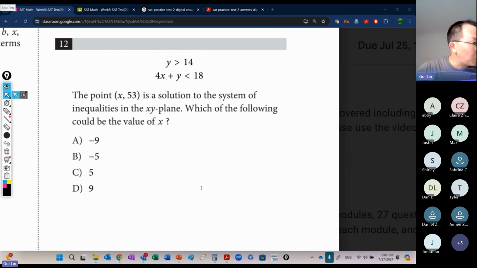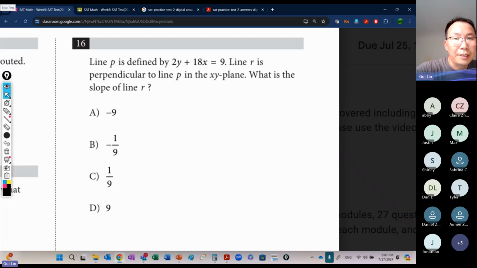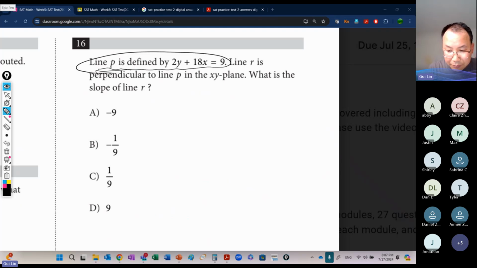The next one would be 16. It's right here. Line P is already defined here. Line P is defined like this, and R is perpendicular. All right. So first we need to find out this line. What's the slope? So, all right, we can do some transformation, all right?